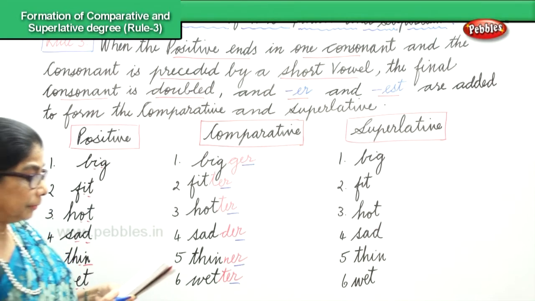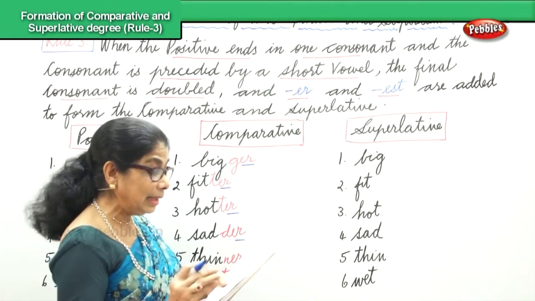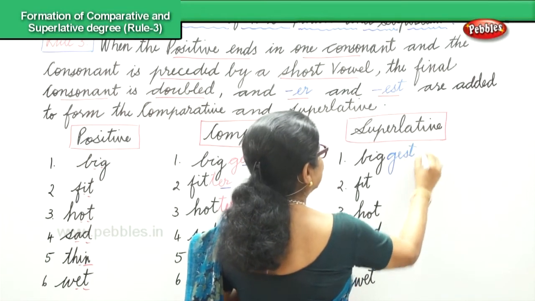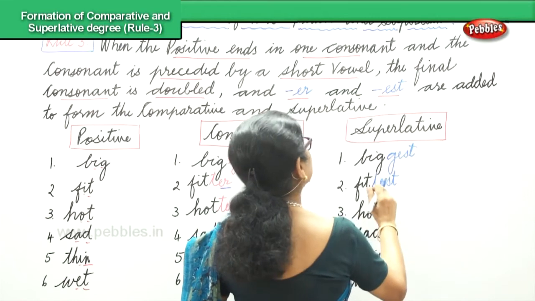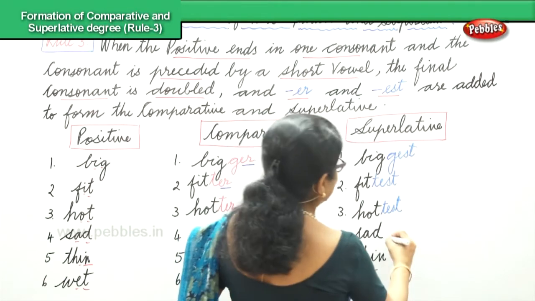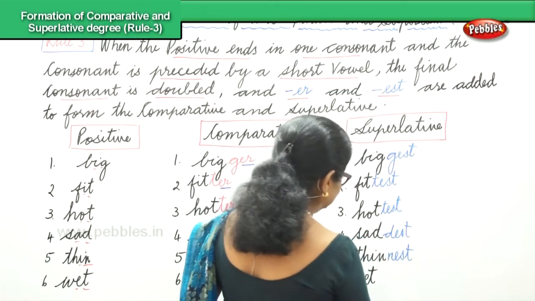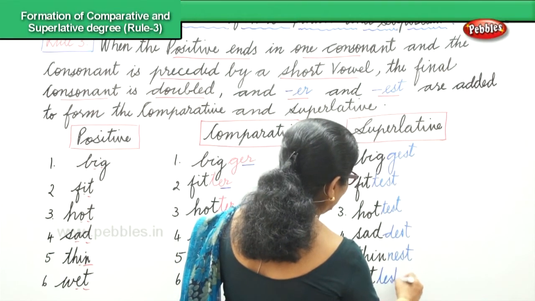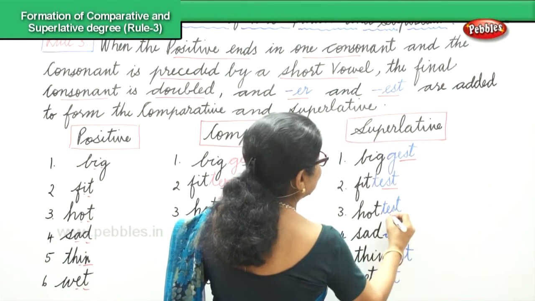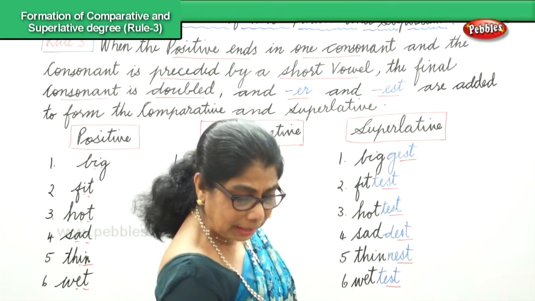Now let's form the superlative. In the superlative, again, you double the consonant and add EST. Biggest. Fittest. Hottest. Saddest. Thinnest. And wettest. How did we form the superlative? You added EST after doubling the consonant. Now, rule number 3 is very, very easy.